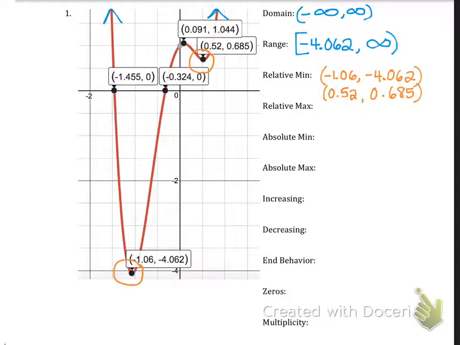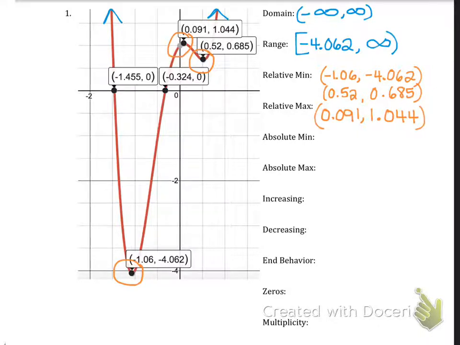Relative maxes, well, there's only one. It's right there. So that one's going to be (0.091, 1.044).